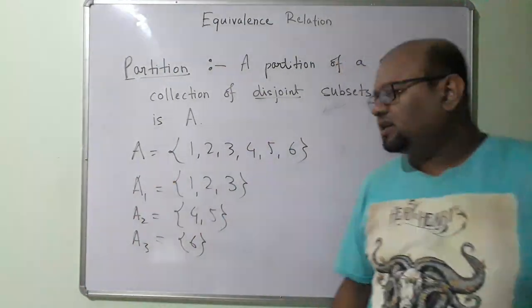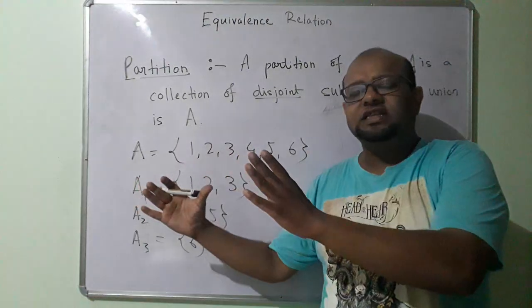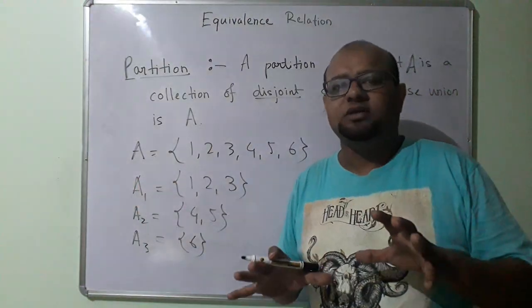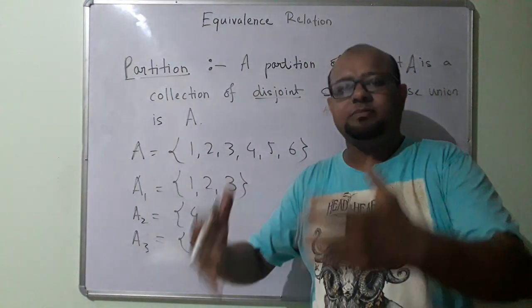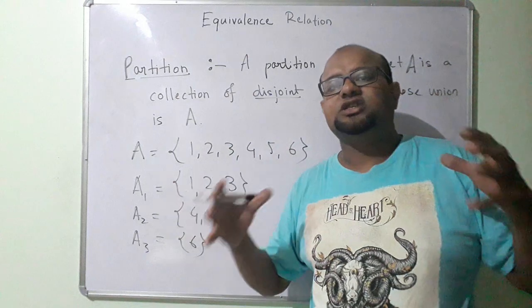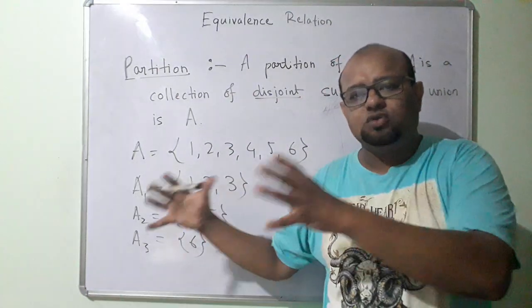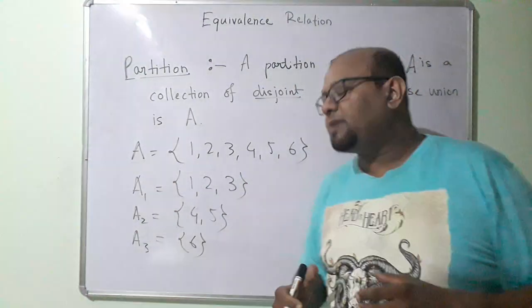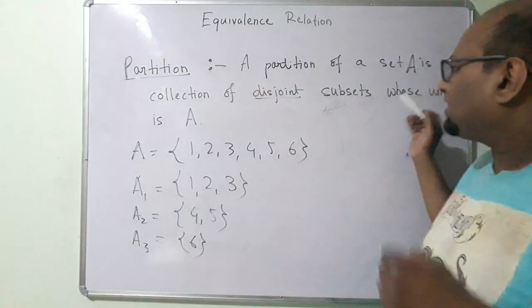So what is a partition? I take the original set and I divide it into different subsets, and all these different subsets will not share any common element. And when I union all these different subsets, I will get back my original set. So all the elements of this original set should be divided into different subsets whose union will give me back my original set. So that is partitioning a set.